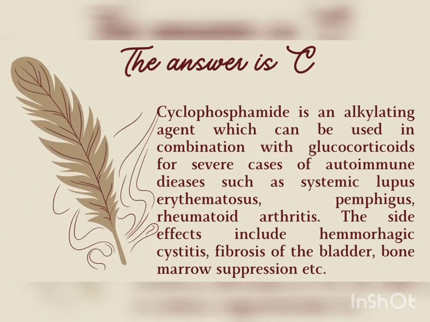The answer is C. Cyclophosphamide is an alkylating agent which can be used in combination with glucocorticoids for severe cases of autoimmune diseases such as systemic lupus erythematosus, pemphigus, rheumatoid arthritis. The side effects include hemorrhagic cystitis, fibrosis of the bladder, bone marrow suppression, and so on.